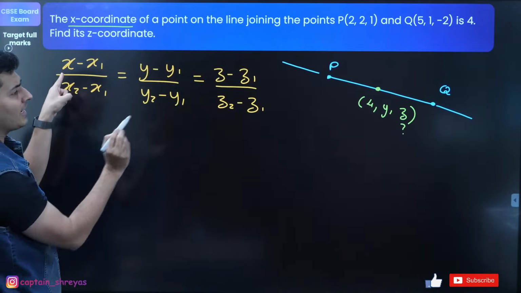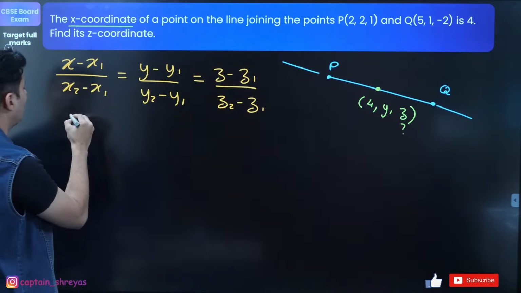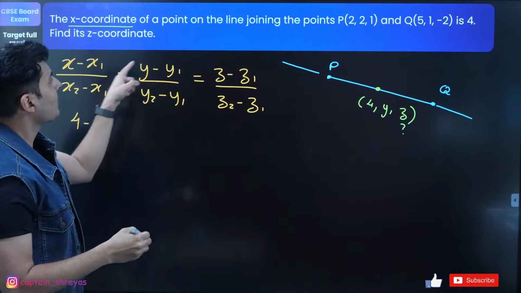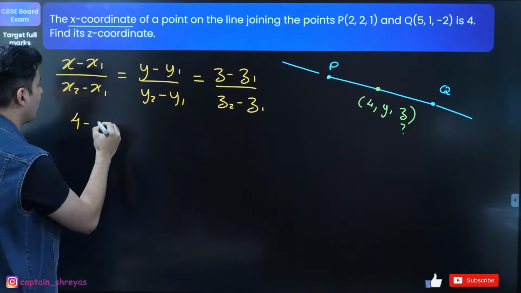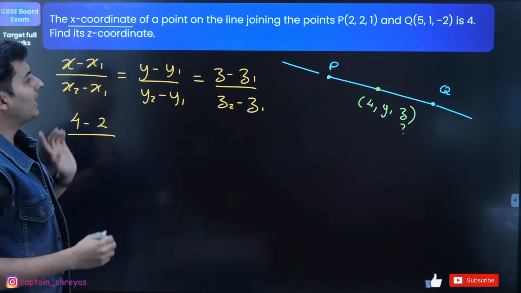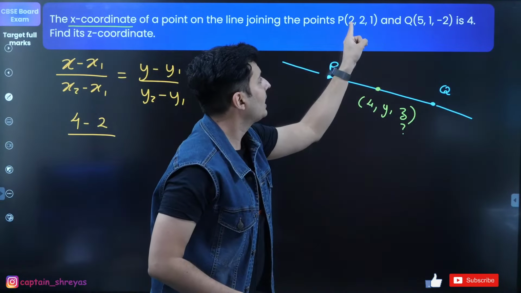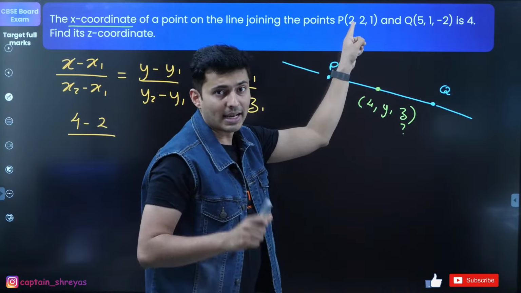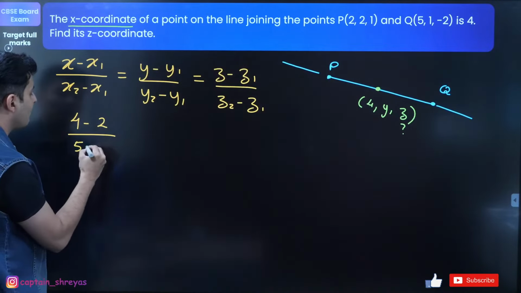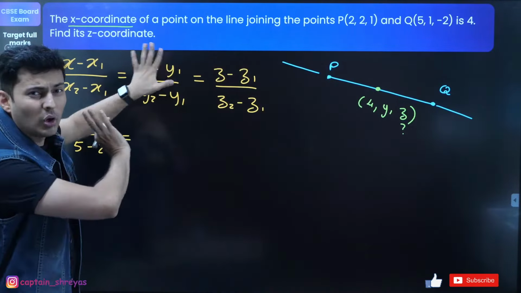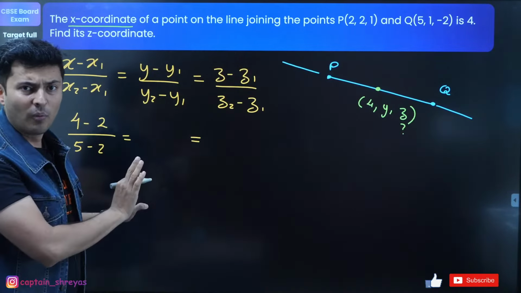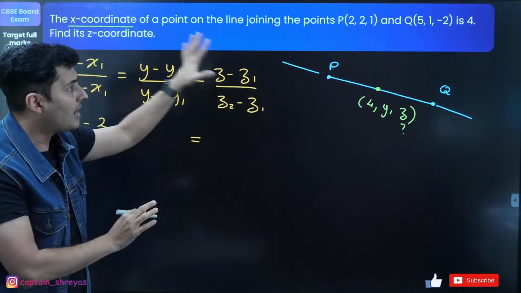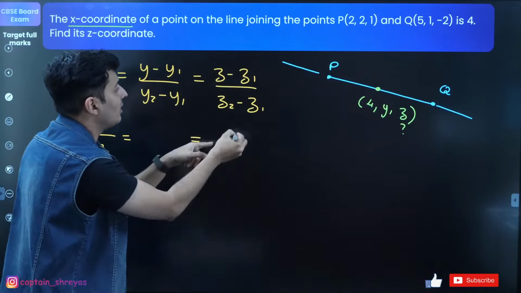Now, what is the value of x, guys? The value of x is 4. So put 4. What is the value of x1? x1 over here is 2. Notice, x1 over here is 2. Okay. Upon x2 minus x1, 5 minus 2. 5 is x2, 2 is x1. So this will become just 5 minus 2. Why am I not interested in y right now? Because nothing is there in the question related to y, which is being asked. I am asked related to z, so I will solve for z.